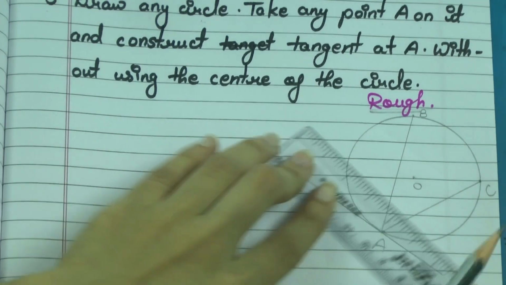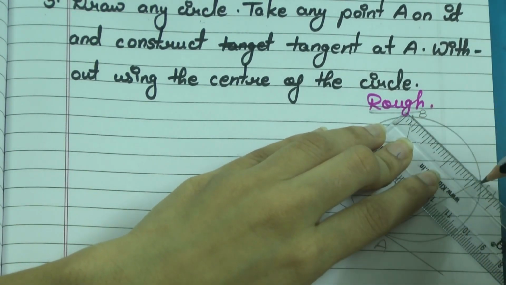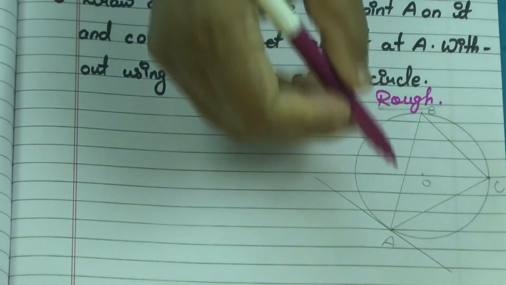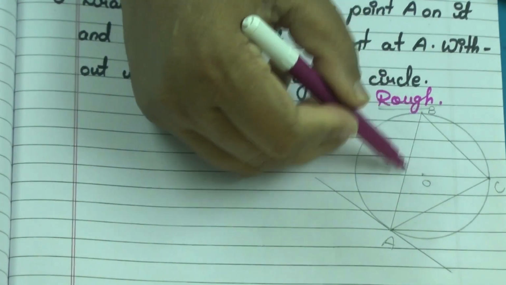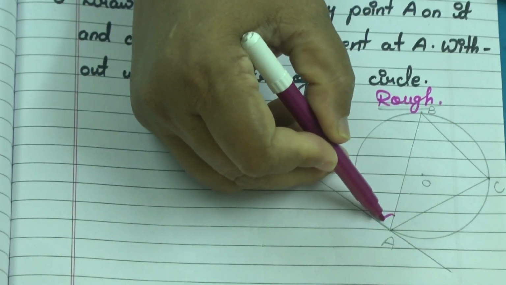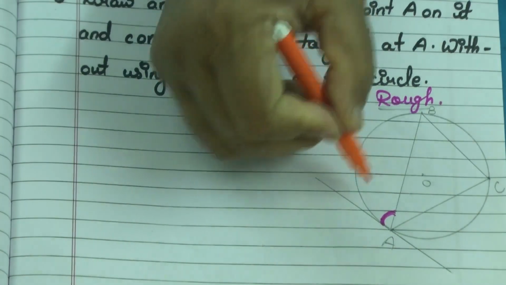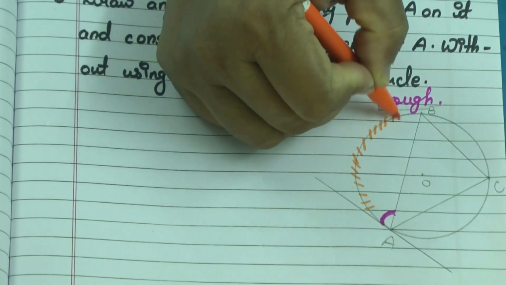And BC. How to do this construction? Let us see. Now children, we know this is the tangent and this is the chord. The angle at A will intersect this arc, which is highlighted by orange lines.